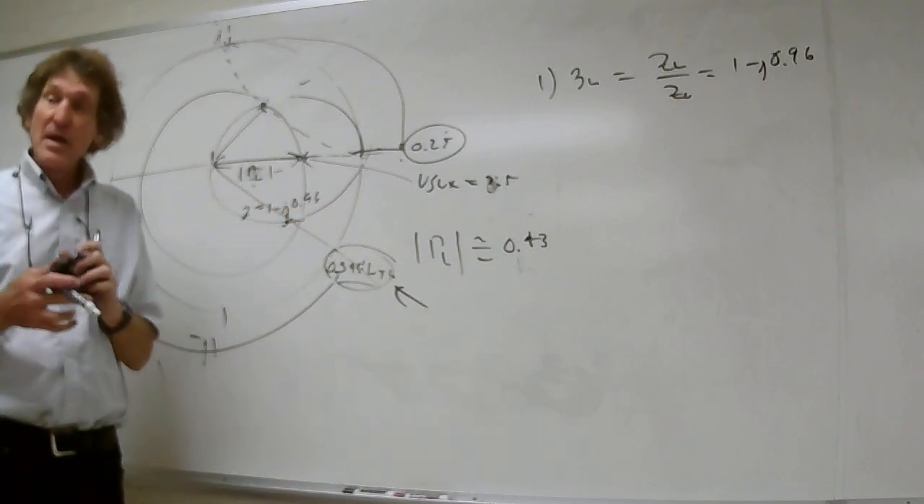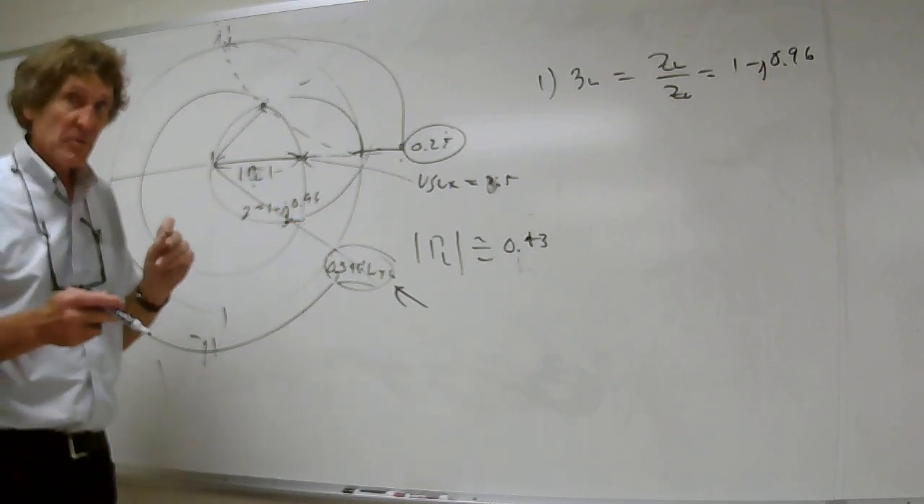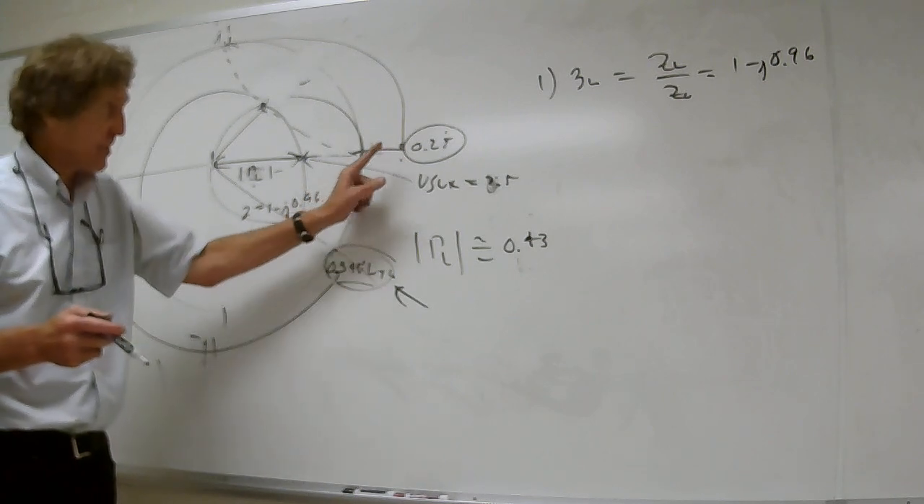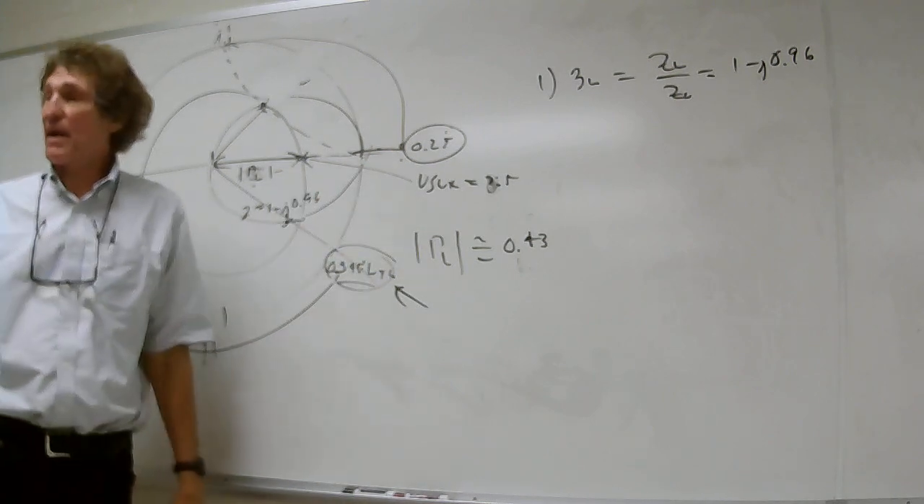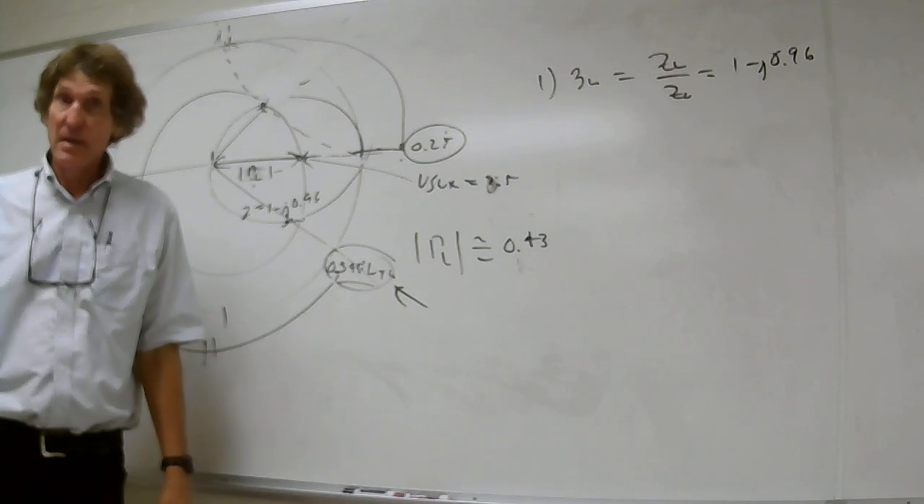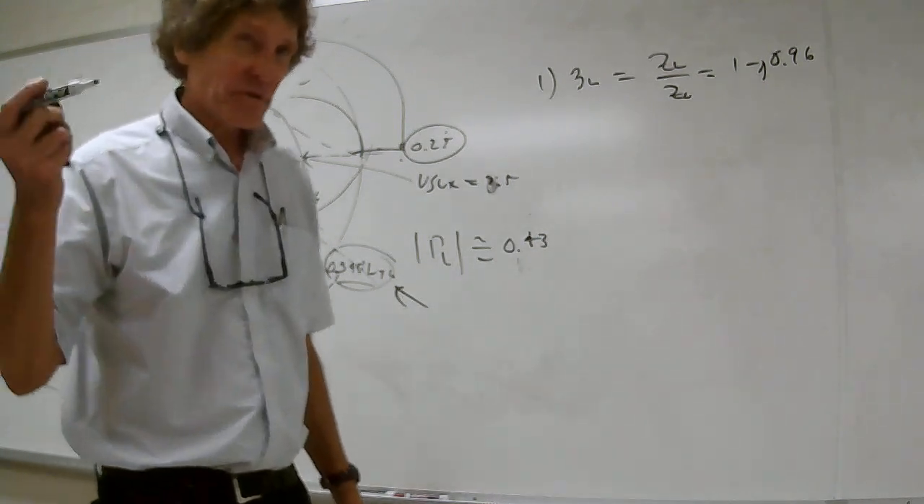Anytime you're moving and you want to know it in wavelengths towards generator, from where you start, subtract off where you finish. If it's negative, add a half wavelength. That's it. Okay? Now, is there another part to that problem or not?